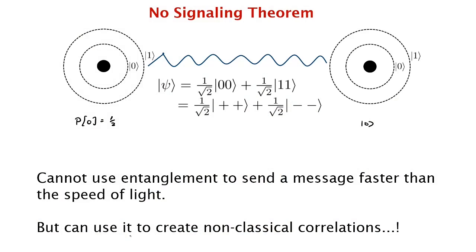Now, what we'll see in this lecture is that even though you cannot send a message faster than the speed of light, you can use entanglement to create non-classical correlations. So you can create correlations between Earth and Mars, and these correlations would be instantaneous, but of a nature that you couldn't possibly create classically. And so to do this, we are going to have to explore the properties of entanglement a little bit further.